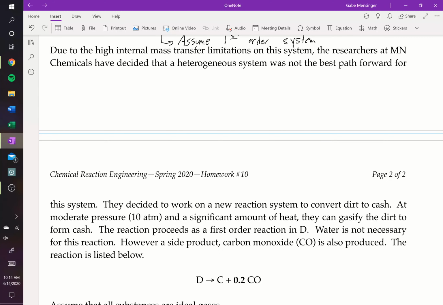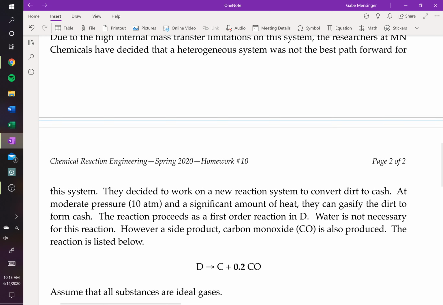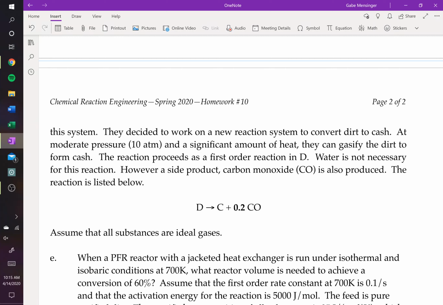Okay, so due to high internal mass transfer limitations on the system, researchers at MN Chemicals have decided that a heterogeneous system was not the best path forward. They decided to work on a new reaction system to convert dirt to cash. At moderate pressure and a significant amount of heat, they can gasify the dirt to form cash. The reaction proceeds as a first-order reaction in D. Water is not necessary for this reaction. However, a side product, carbon monoxide, CO, is also produced. The reaction is listed below.